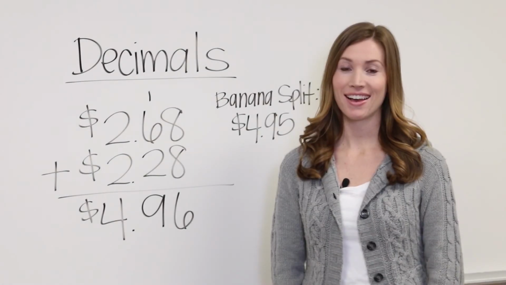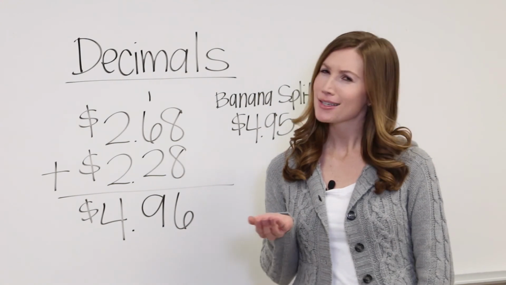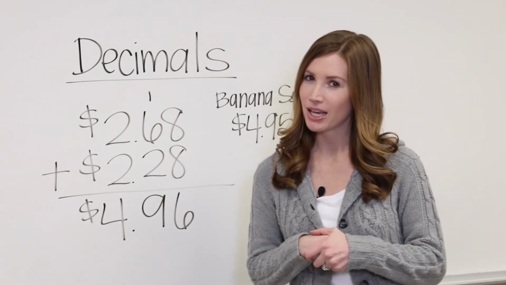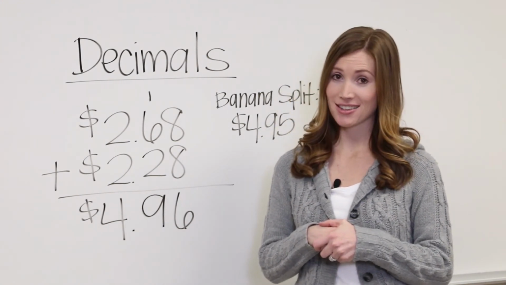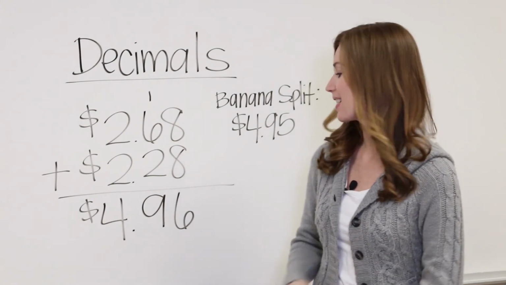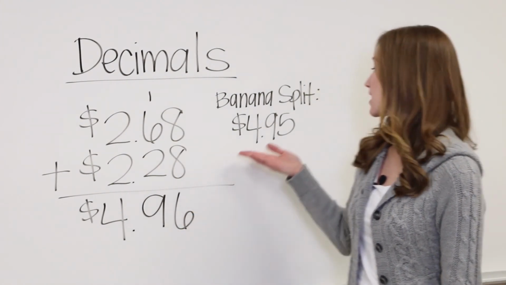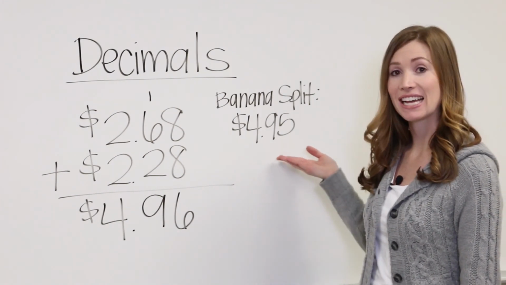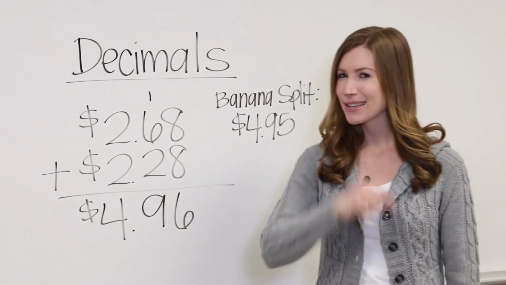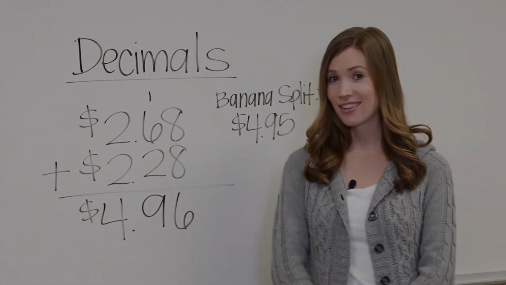Welcome back. So, can Roxy and Tommy afford to get that banana split? If you said yes, you're right. Together they have $4.96, and the banana split costs $4.95. So it looks like they'll be getting that banana split after all.